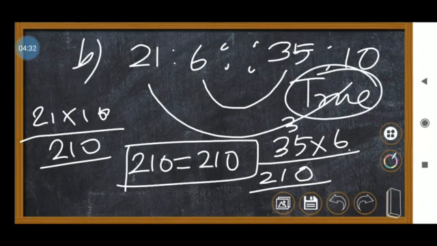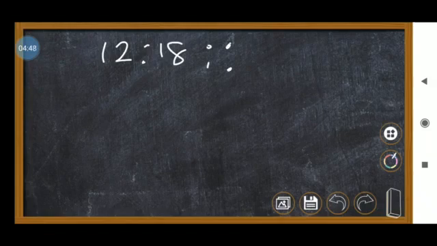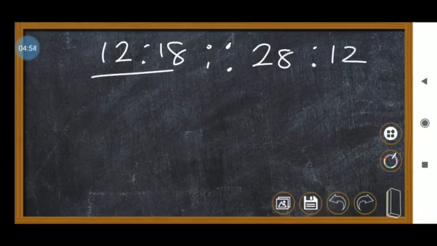So the next question is C: 12 is to 18 is proportional, that is the proportional symbol, to 28 is to 12. We will move with the normal method.